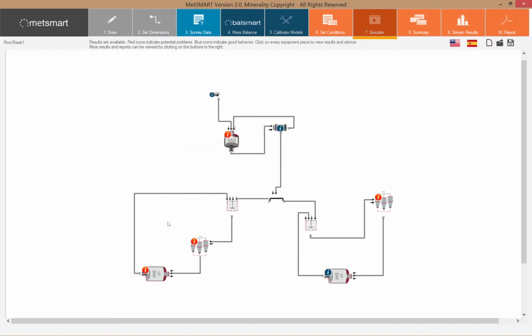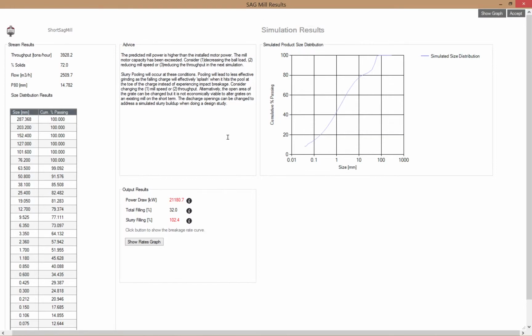Now here we can see we are still experiencing some problems in the secondary circuit and in the SAG mill. So let's have a look at the SAG mill. Now here our eye is immediately drawn to two problems. Firstly, the power draw has gone red, the total filling is still okay, and the slurry filling has gone red. So in the advice column, we receive advice about the problems that we are experiencing. Firstly, the predicted mill power was higher than the installed motor power.